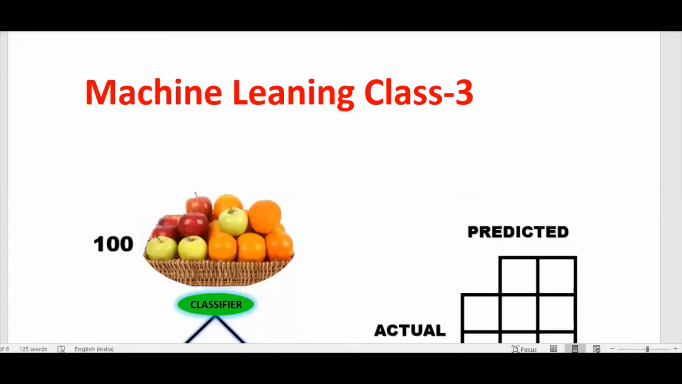Welcome to class 3 of machine learning. I'm 100% sure by the end of today's class, you will have no confusion in confusion matrix. We'll continue from the last class.